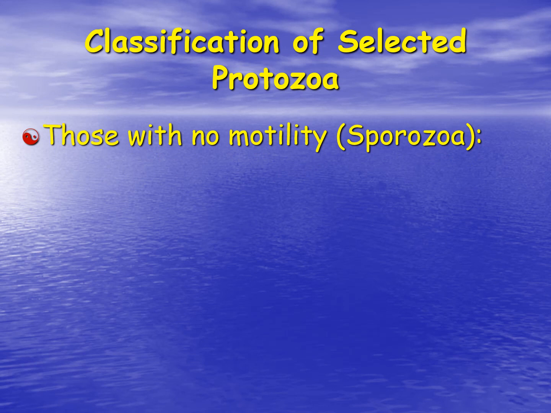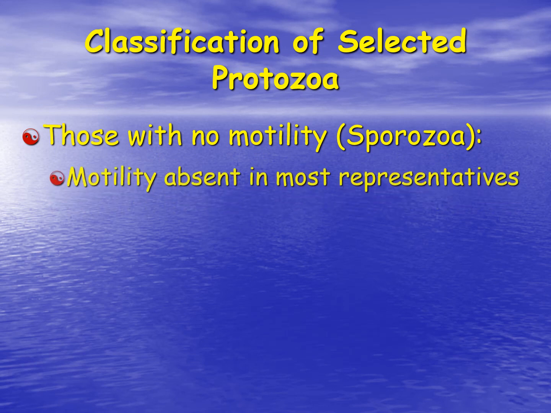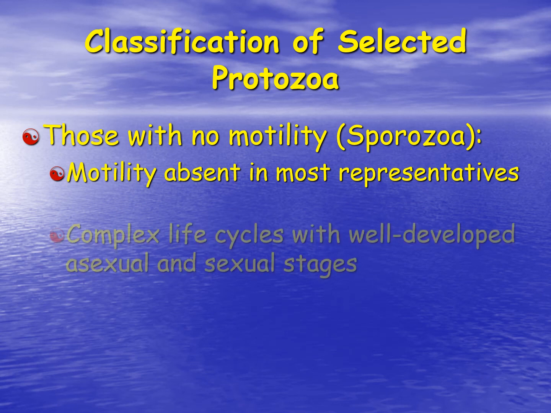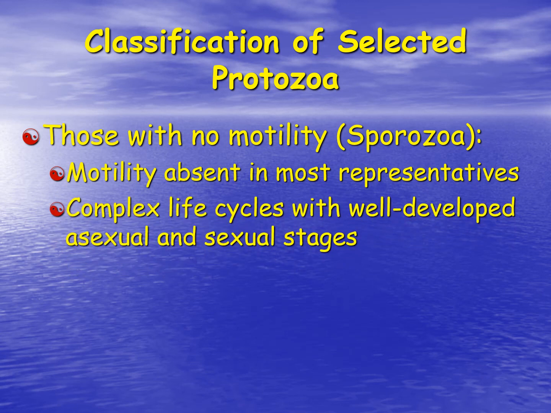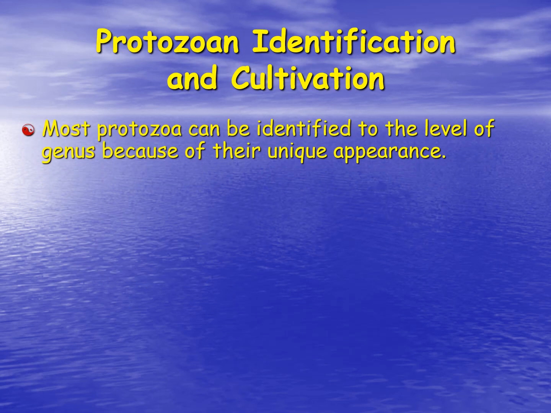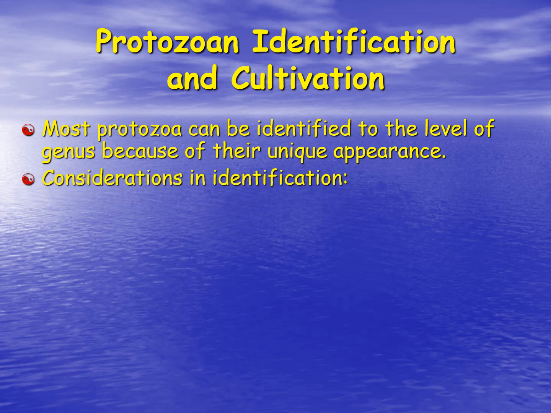And then we do have a group that has no motility, and these are known as the sporozoa. Motility is absent in most of its representatives. They have very complex life cycles with well-developed both asexual and sexual stages, and the entire group is parasitic. Most protozoa can be identified to the level of the genus because of their unique appearance under the microscope.